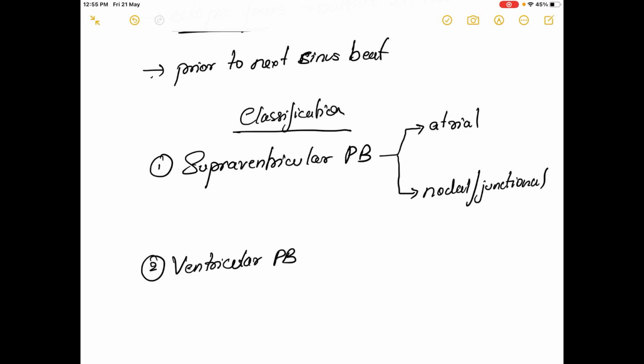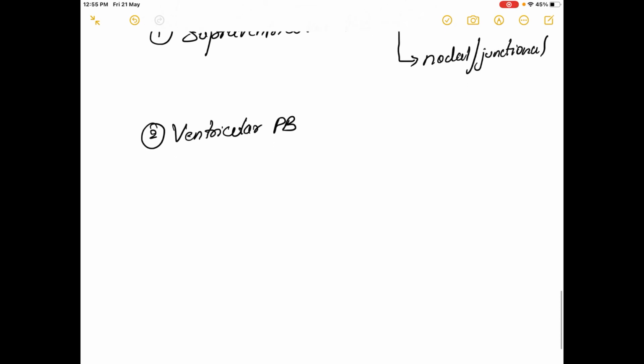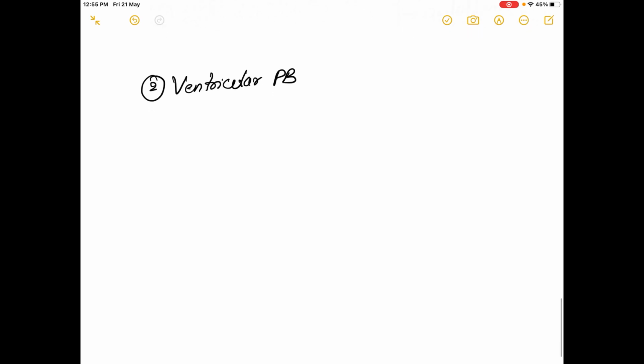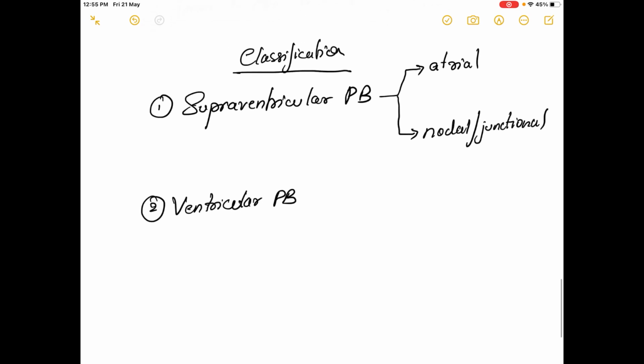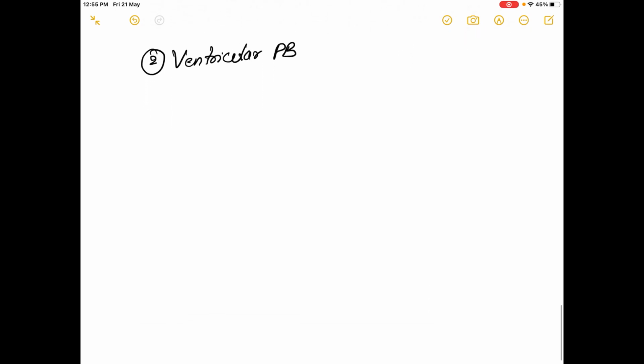Now let's know how to identify each beat, how to identify different types of premature beats. Before going to that, we need to know something about compensatory pause. These premature beats will have a compensatory pause, so we have to study compensatory pause first. Let's say PQRS.